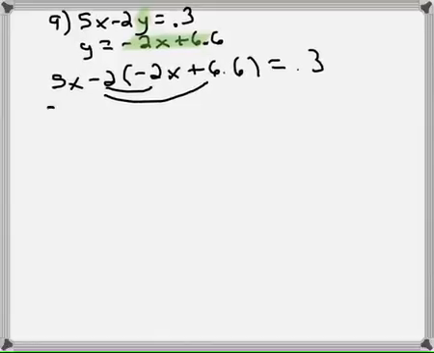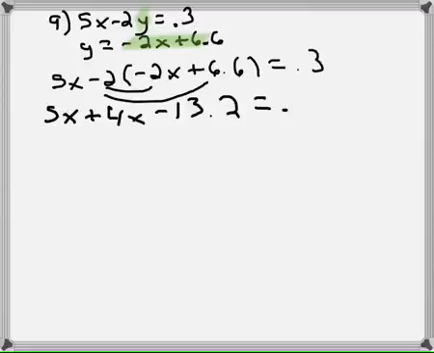Okay, so copy your 5x. What's negative 2 times negative 2x? Think of what's negative 2 times negative 2. I hope you're seeing positive 4x. What's negative 2 times 6.6? Use your calculator. You should have gotten negative 13.2. So 5x plus 4x minus 13.2 equals 0.3. Now I have to combine like terms.